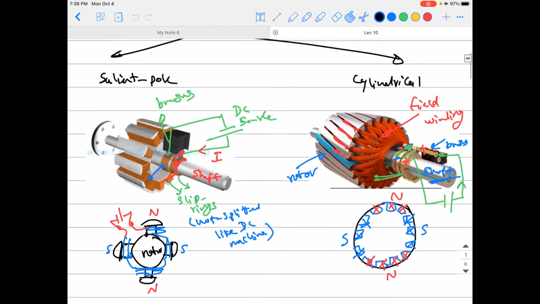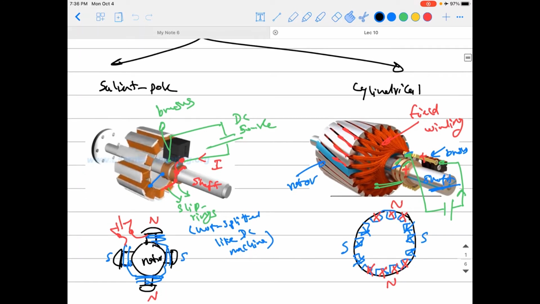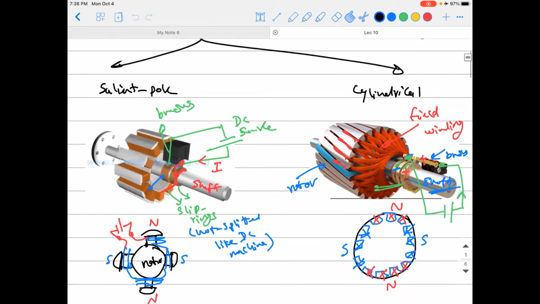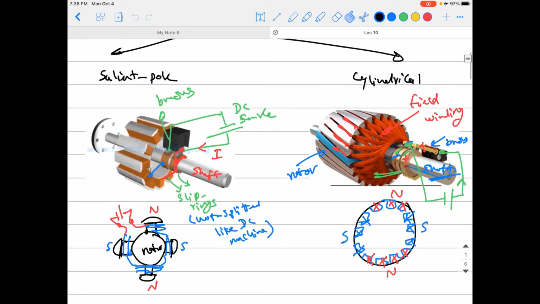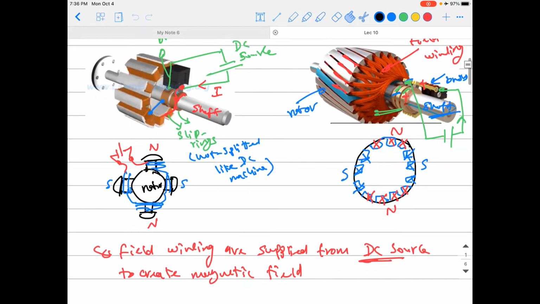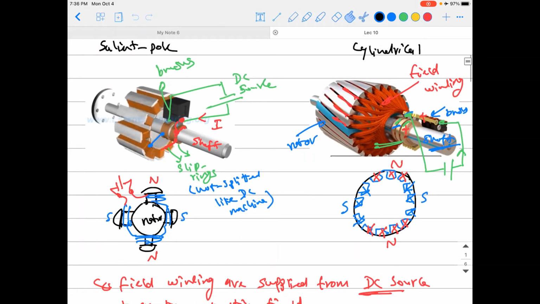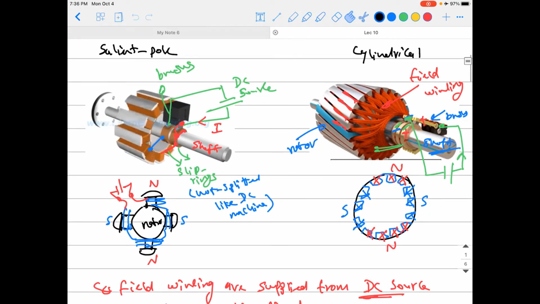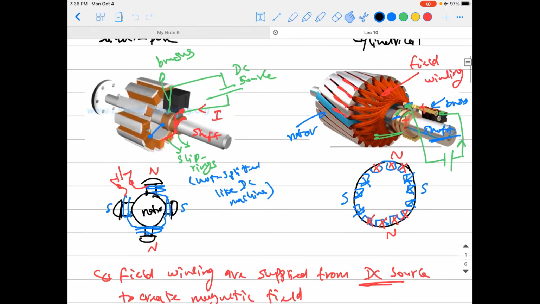The first one on the left is the salient pole, and from its name, it has saliency, that means it's not a uniform cylindrical shape, but rather it has salient poles. And the other one is the cylindrical type on the right, like this. Both of them can hold the field winding, which can be excited from a DC source from outside, to apply this DC voltage to the winding to produce the magnetic field you want.